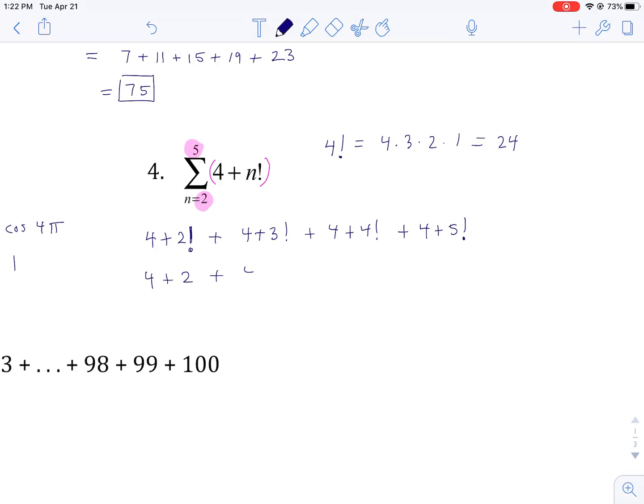It multiplies integers less than or equal to the number you start with. So real quick, 2 factorial is 2. 3 factorial is 3 times 2, that's 6. 4 factorial we just saw was 24. And 5 factorial is 120. And if we add all that up, we get 168. Okay, we'll continue.